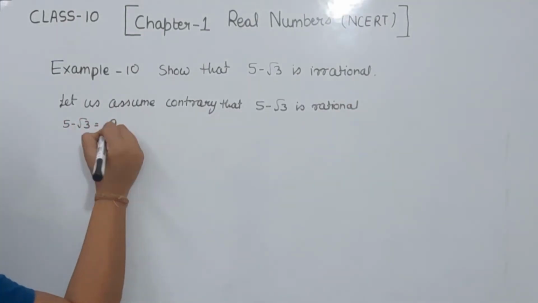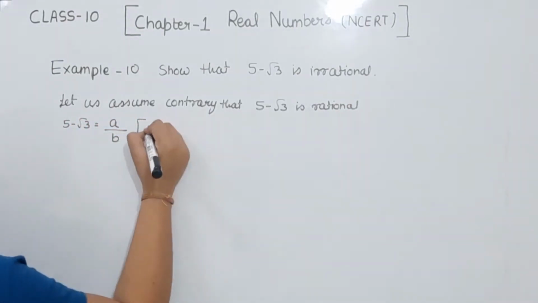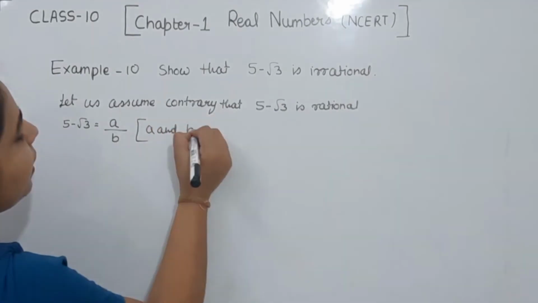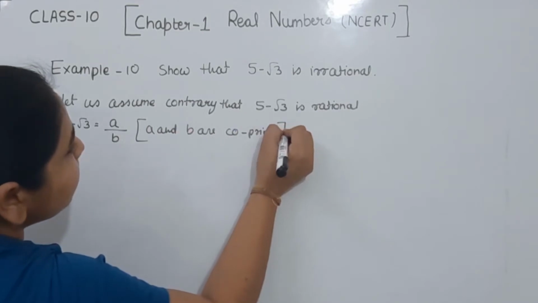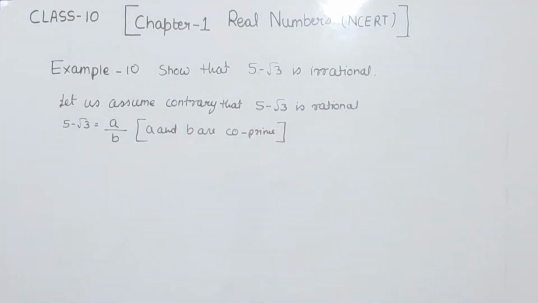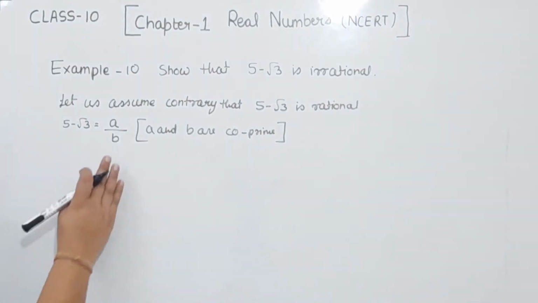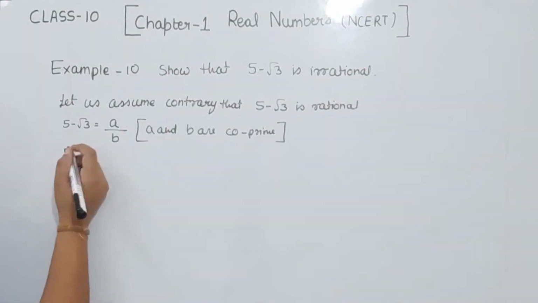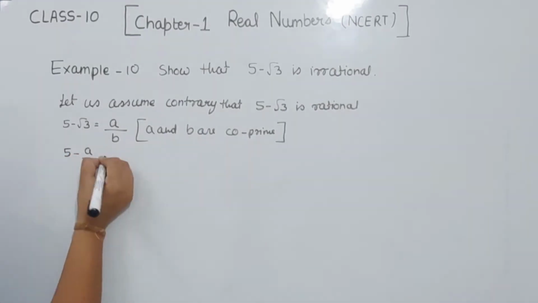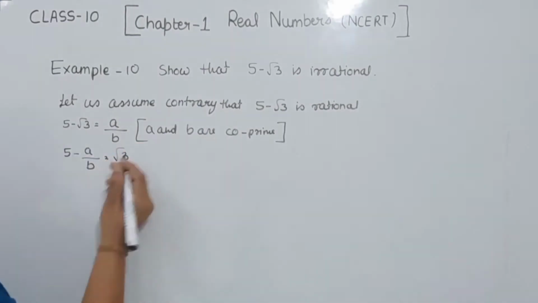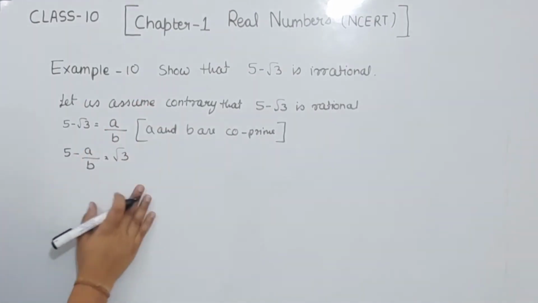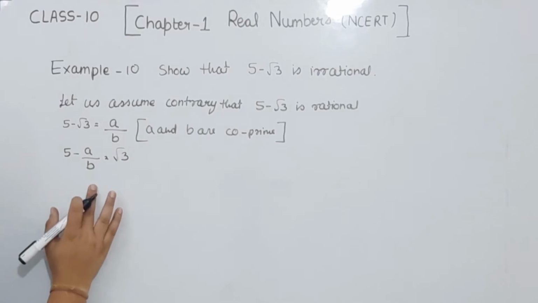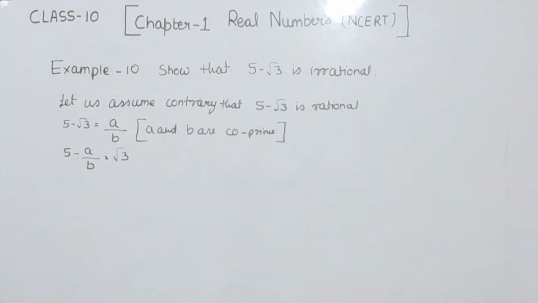Now this being a rational number, 5 minus root 3 equals a by b, where a and b are co-prime, that means they have only 1 as a common factor. Now we are going to transpose: root 3 goes from the left hand side to the right hand side, and a by b from the right hand side to the left hand side. Now we have 5 minus a by b equals root 3.